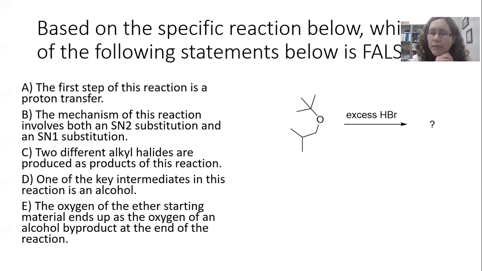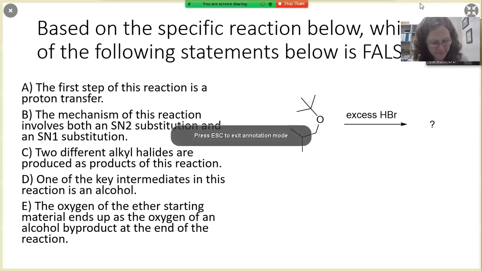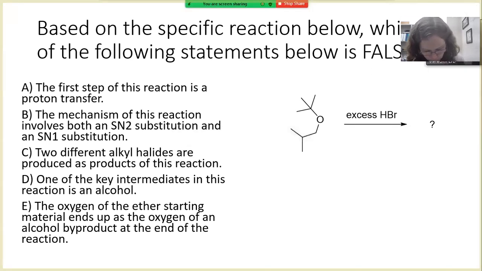So first up, let's take a look at what we've got. We have an ether reacting with excess HBr. So this is essentially acidic cleavage. And so we're going to work through the mechanism together and then use that mechanism to answer our true-false questions. First thing we're going to do is draw the first step.